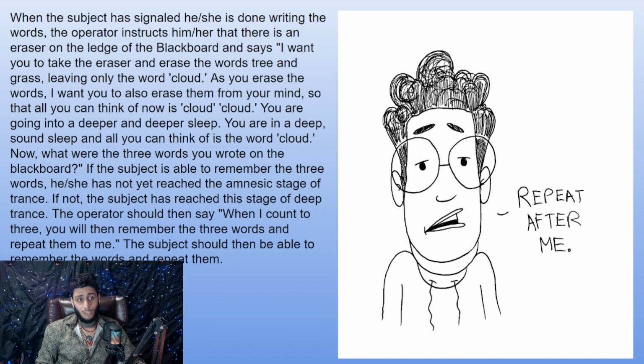If the subject is able to remember the 3 words, he or she has not yet reached the amnesic stage of trance. If not, the subject has reached the stage of deep trance. The operator should then say, when I count to 3, you will then remember the 3 words and then repeat them to me. The subject then will be able to remember the words and repeat them. So, this is another compliance test, but the reason why they're doing this is for a psychological reason. The psychological reason is to truly understand that they are following what is said from the operator. The control does not know the difference between putting these mental blocks when they're in this amnesic state.